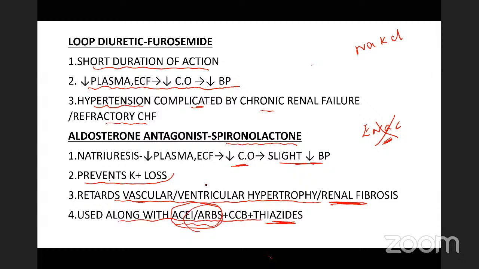When you combine it with ACE inhibitors and ARBs, you have to check the potassium level, because hyperkalemia is also a side effect of ACE inhibitors. So carefully monitor the potassium levels when you're using ACE inhibitors or ARBs. Thiazides we can use because thiazides have the side effect of hypokalemia, which can be neutralized by spironolactone.